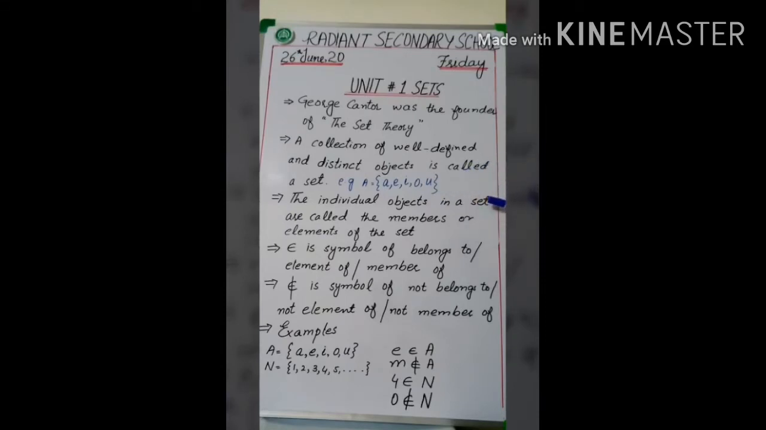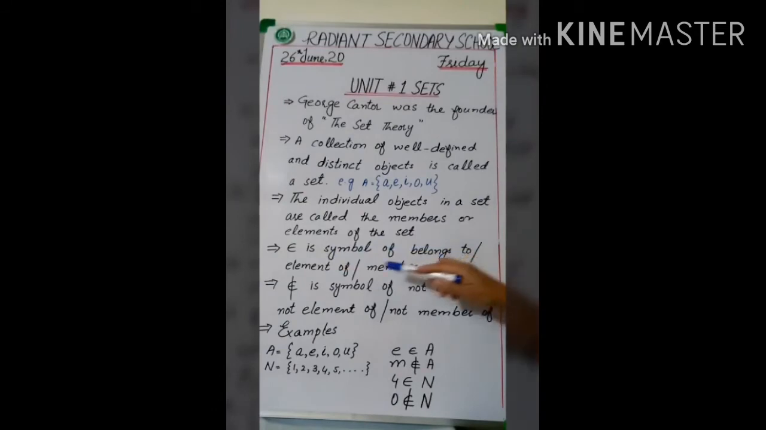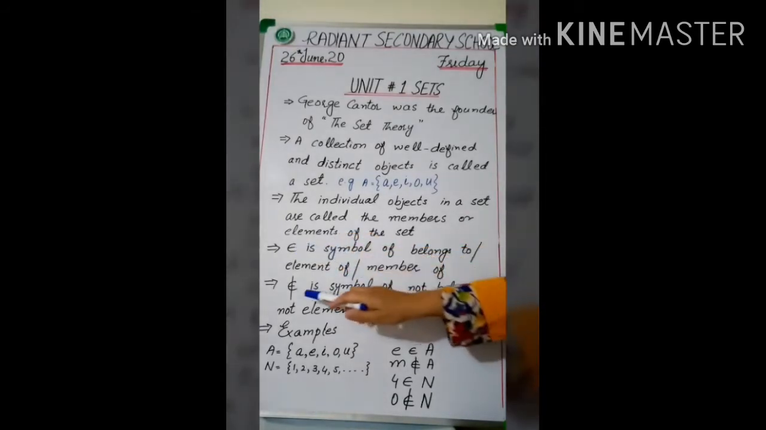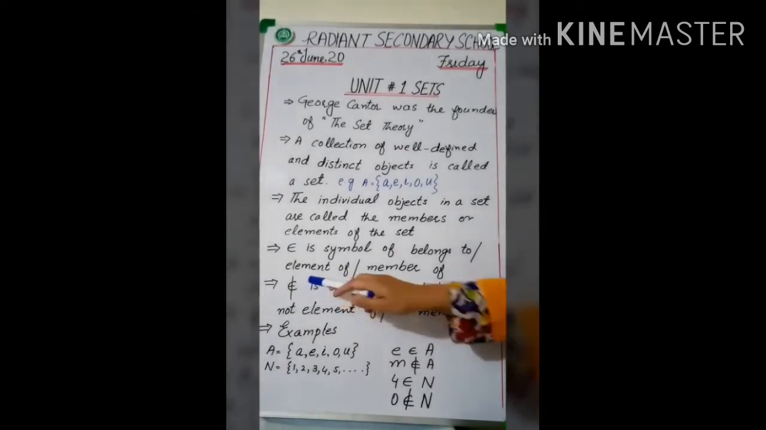The third point is that the individual objects in a set are called the members or elements of the set. In this example, you see that there are 5 members or elements: A, E, I, O, U, and these are the members or elements of this set. This is the symbol of belongs to, or element of, or member of. All these 3 terms you can use for this symbol. This is the symbol of not belongs to, not element of, not member of. All these 3 terms you can use for this symbol.